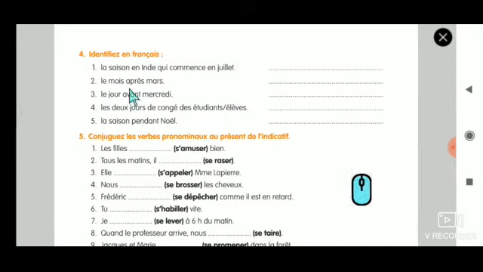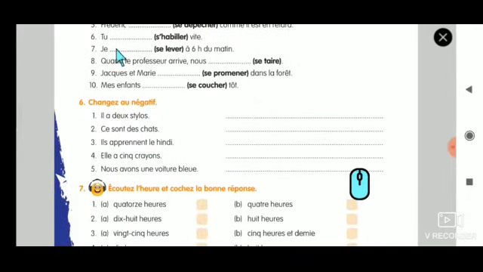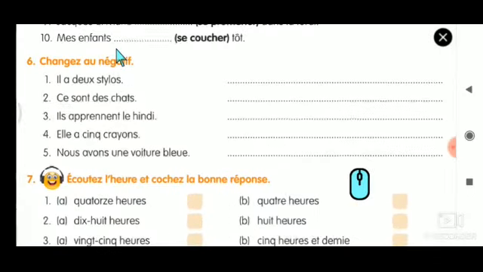In this lesson there are seasons. You can just have a recap on seasons. Changer au négatif. Oh, this one I'll explain. Il a deux stylos. Il n'a pas de stylo. So before the verb it is ne, and after the verb it is pas. Il n'a pas de stylo. So in case he doesn't have a pen, il n'a pas de stylo.